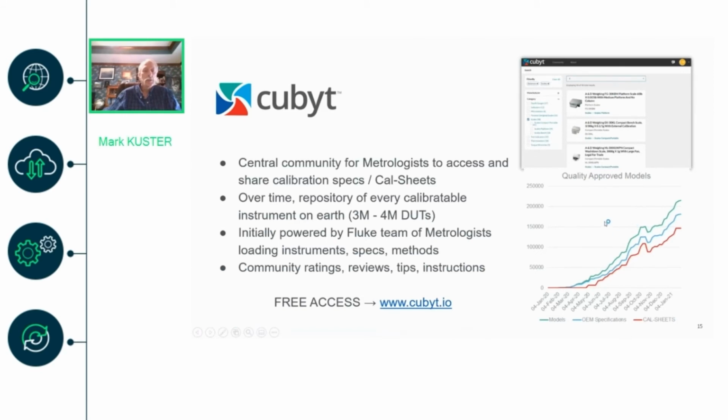Now, Fluke Corporation has been working on the instrument spec side of things in a project they call Qubit, which you'll find at this website. It gives you free access to all of the instrument specifications that they've accumulated to date, well over 200,000 now. They aim to capture the specifications for every measuring instrument on Earth, which they estimate in the range of 3 to 4 million.